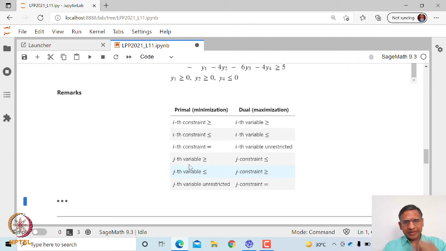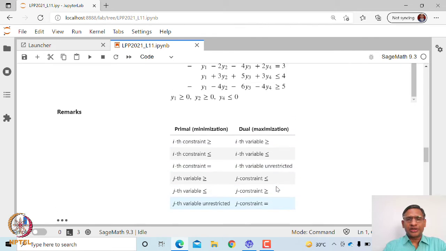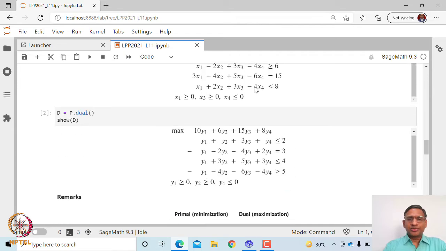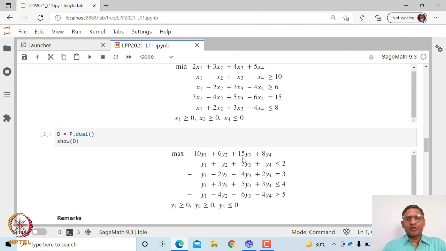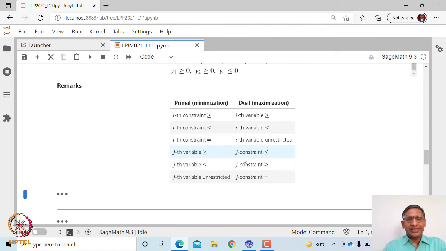So if the jth variable in the primal is greater than or equal to zero, the jth constraint in the dual will be less than or equal to. If the jth variable in the primal is less than or equal to zero, then the jth constraint in the dual will be greater than or equal to, and in case the jth variable in the primal is unrestricted, the jth constraint in the dual will be equality type. That is what we have observed in this problem, and not just in this problem: if you write the dual of any linear programming problem, this is what will happen.